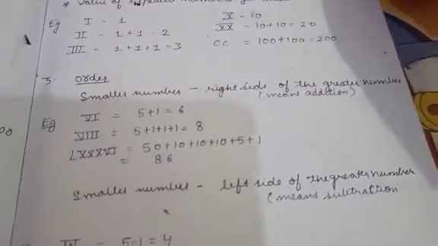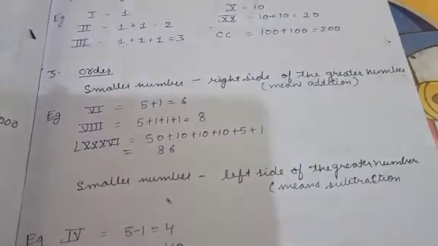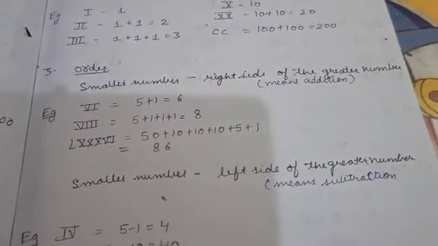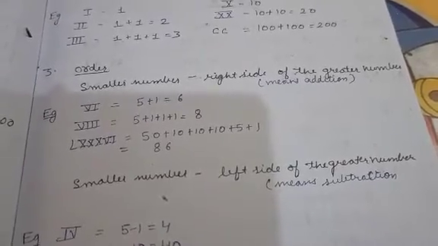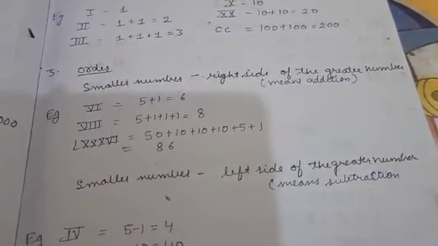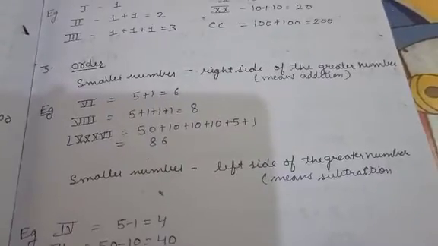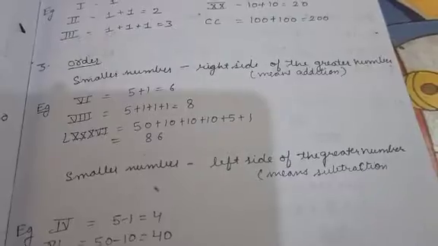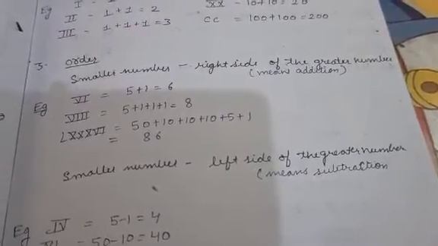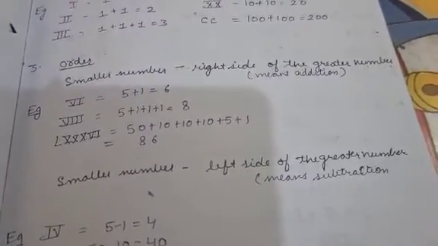Now let us look at the third rule. First thing is the smaller number, if a smaller number is on the right side of a greater number, for example 5, and 1 is on the right side of 5. So what does that mean? It means that 1 is adding to 5. Right side means we have to add the smaller number to the larger number.